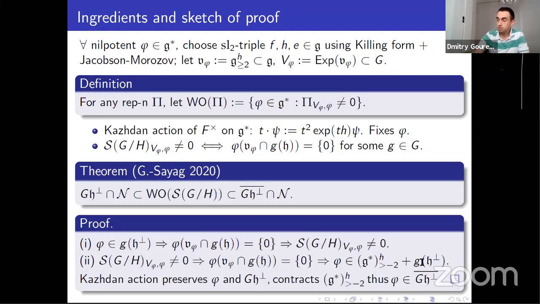So this stays inside GH perp, this stays phi, and this shrinks under the Kazhdan action. The exp of tH multiplies this by t to a power bigger than -2, and then we multiply by t squared, so it's multiplied by positive powers of t. If t tends to 0, this tends to 0, so this shrinks. And then we take the limit, and we get that phi is in the limit of GH perp, namely in the closure of GH perp. So this is the proof.